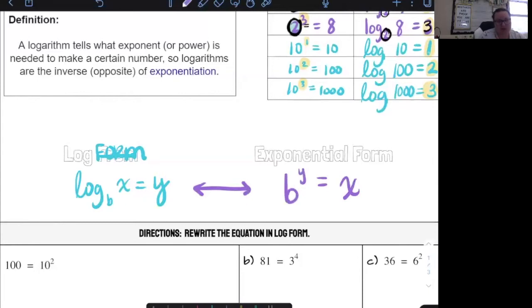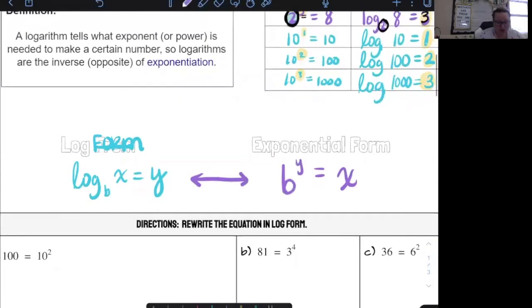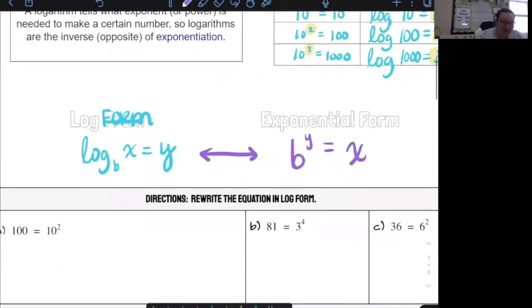B to the y is equal to x. So our log form, and normally if you were in the classroom with me, I would have you practice saying out loud how to read a log. You need to be able to say this out loud. You'll need to be able to say it next year. So you might want to take a second right now and just say it out loud, even if that feels silly. The log base b of x equals y.